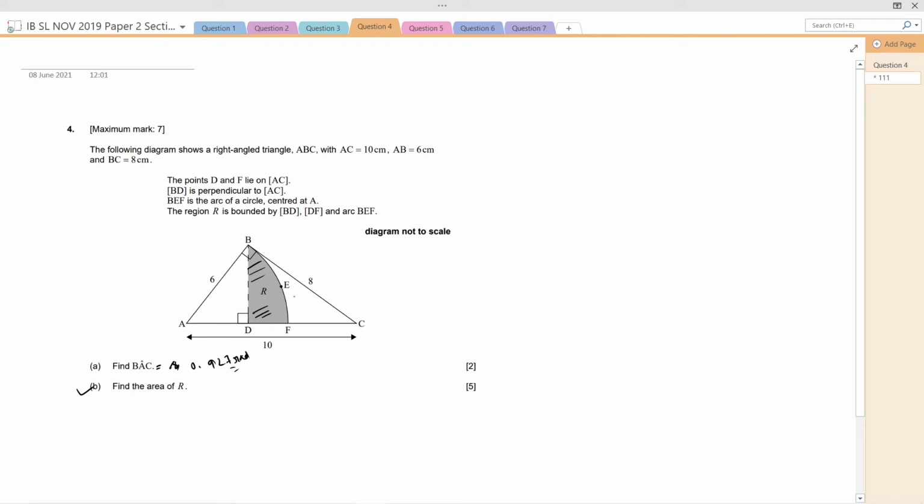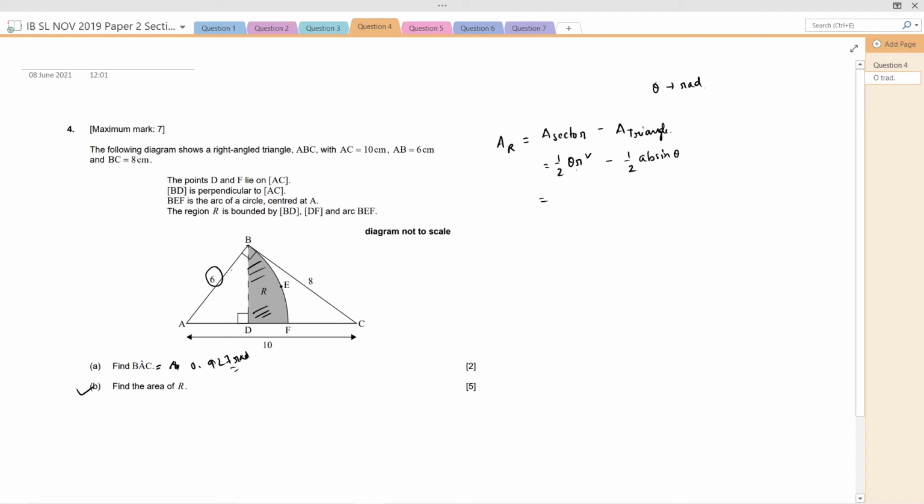So the area of the shaded region AR is equal to the area of the sector minus the area of the triangle. For the area of the sector, we will use the simple formula: half of theta r square, minus half of AB sine theta. Theta here will be the radian value. The value of R is simply 6, because this is the arc centered at C.